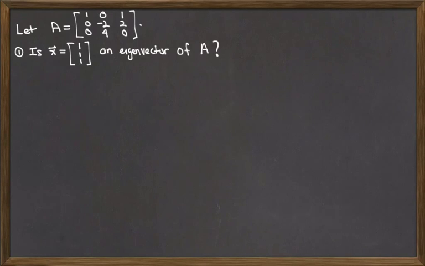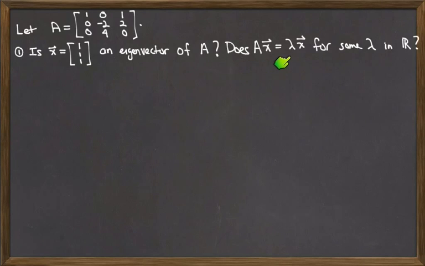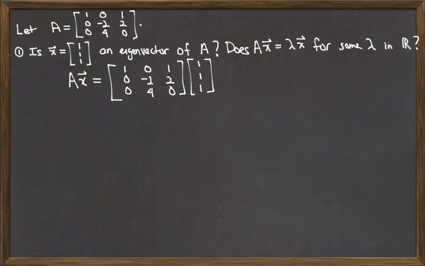Recall that a vector is an eigenvector if when you multiply A times x, it's the same as scaling the vector x by some constant lambda, which we call an eigenvalue. So the question becomes, does A times x equal lambda times x for some constant lambda in the real numbers? All we can do is try to multiply A times x and see what we get. So we'll take A times x. I'll take my matrix A and multiply it by the vector x.